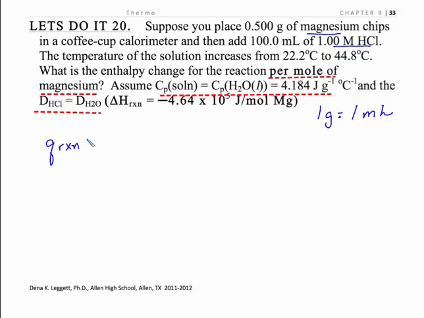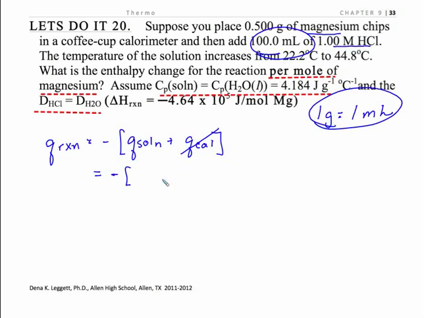So Q of our reaction is equal to minus Q of our bulk solution plus Q of the calorimeter. Well, it doesn't say anything about a calorimeter, but it also gives us no information on a calorimeter. So we have no choice but to assume that we're going to neglect that. So then it's minus my mass of my solution.